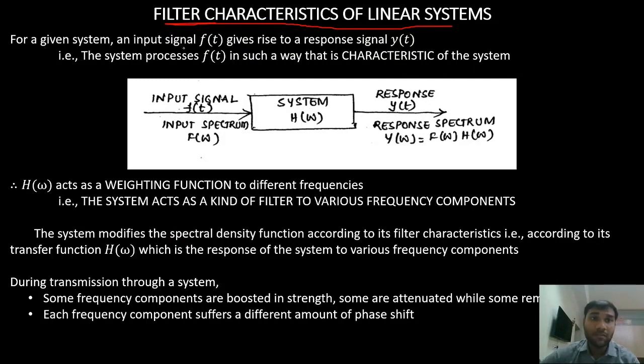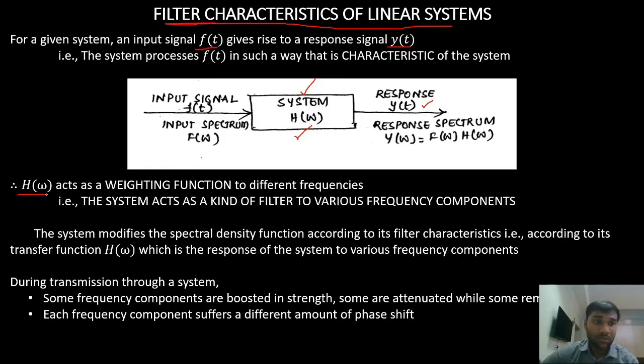Now, for a given system, if f of t is the input, my output is given by y of t, right? For any system with transfer function h of omega, my input signal f of t produces the response y of t. So the system processes the input signal in such a way that is characteristic of the system, and it gives my response y of t.